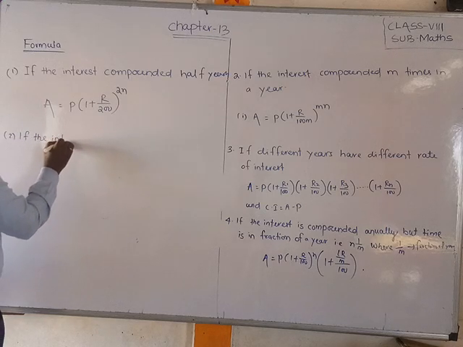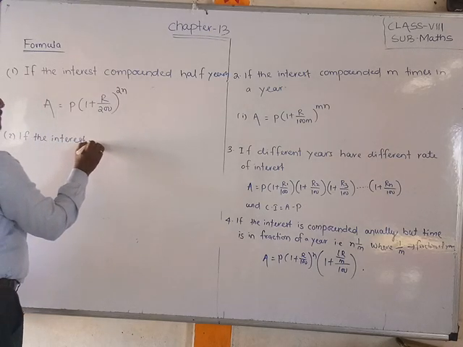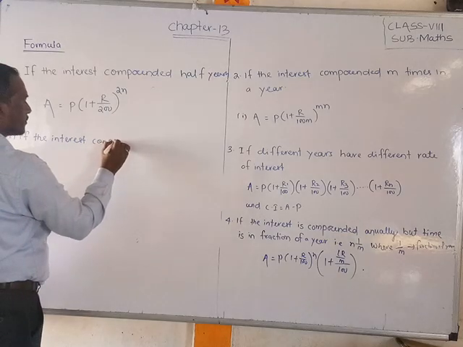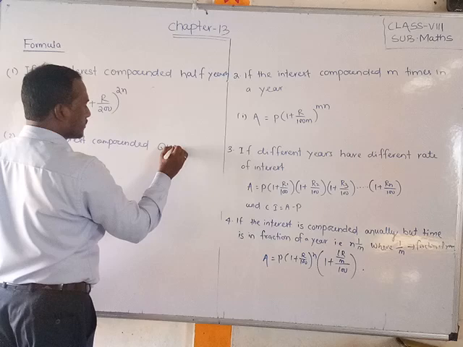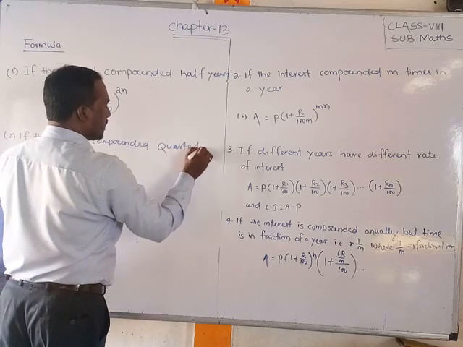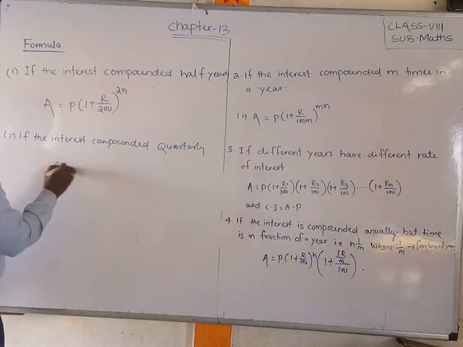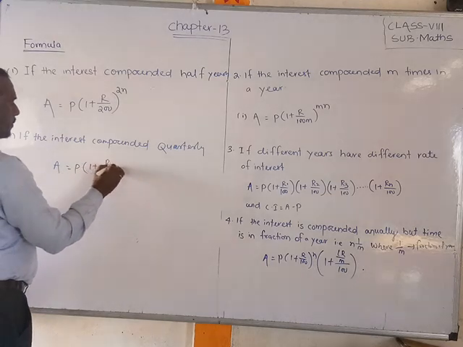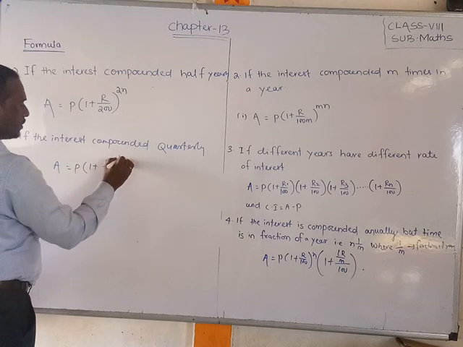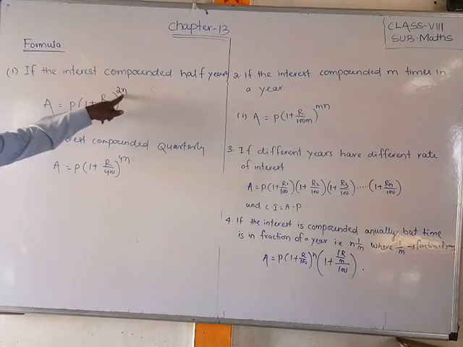Same as if the interest is compounded quarterly, then what is the amount? Amount is equal to principal into (1 + R by 400) to the power 4n.